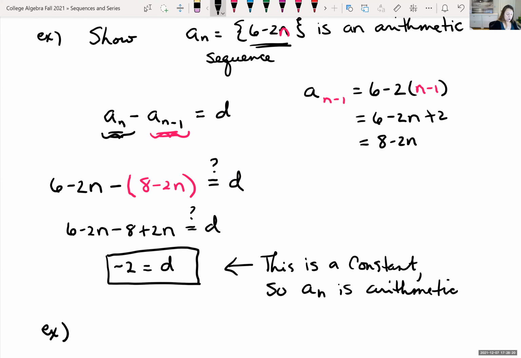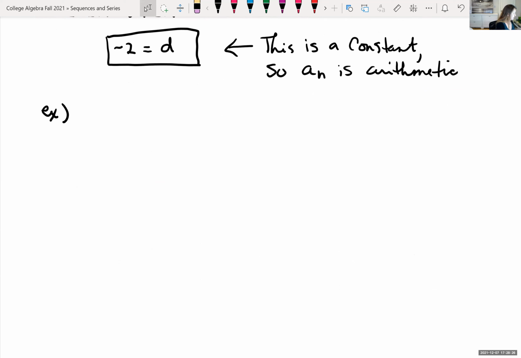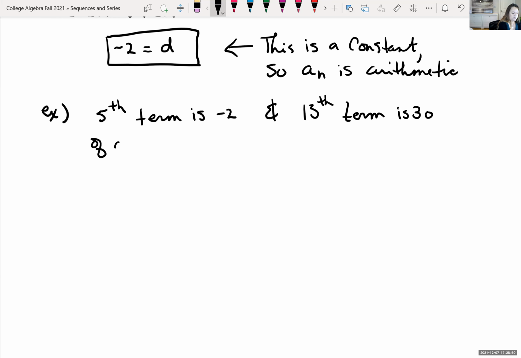Let's say you're given multiple terms of a sequence, and then you're asked to find what the formula for the sequence is. So let's say you're given that the fifth term is negative 2, and you're given that the 13th term is 30, of an arithmetic sequence, and we want to find a sub n. We want to find the formula for the nth term.